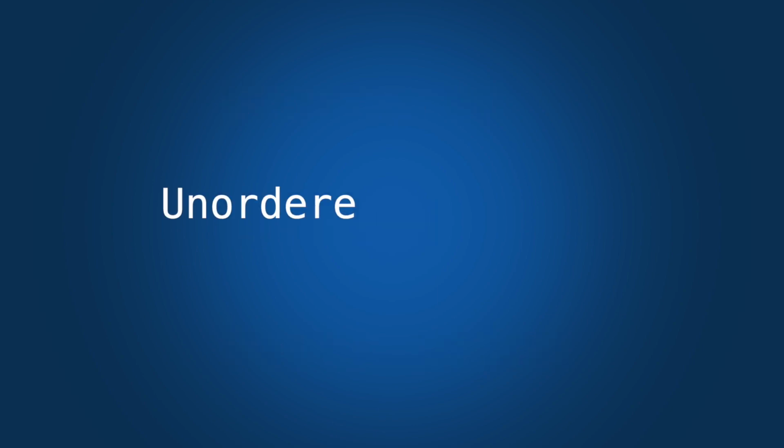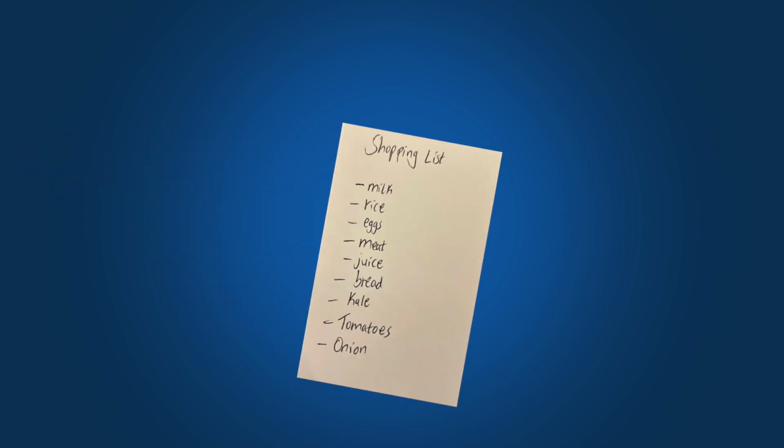Okay, let's start with an unordered list. You will use this type to mark up a list of items where order doesn't matter. For example, when you go shopping, there is no order of which items to buy first. You can start with the last one, the first one, the middle one, and so on.